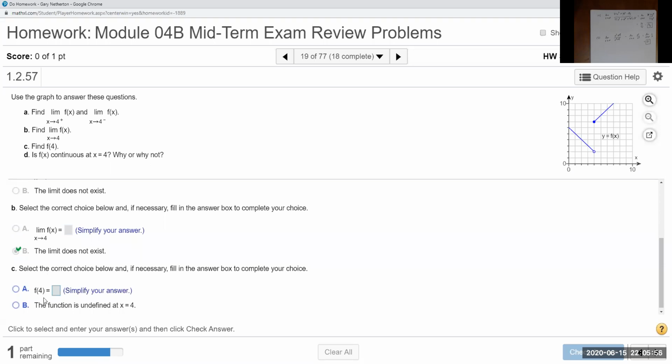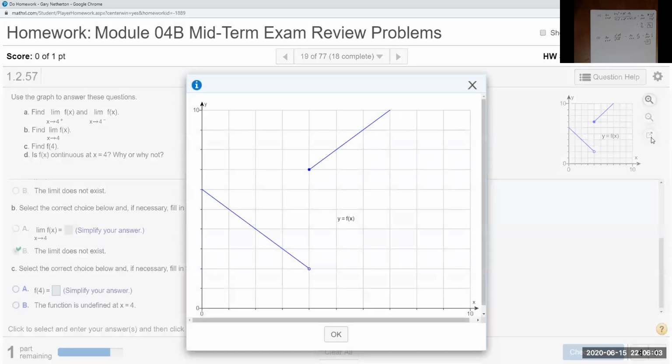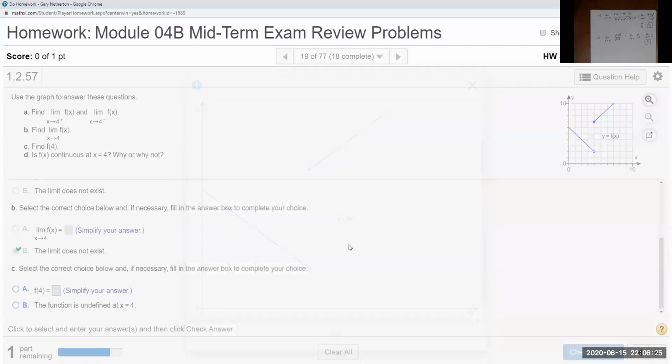Now the next question is, they say, okay, so what is the value of the function when x is 4? So if you look at our graph again, when x is 4, once again, the open dot means the function does not exist there. The closed dot means where the function exists. So it looks like it's 1, 2, 3, 4, 5, 6, 7. Looks like the function equals 7 when x is 4.